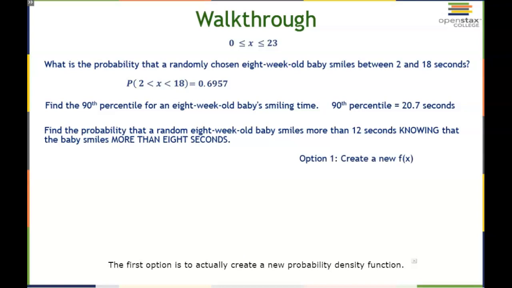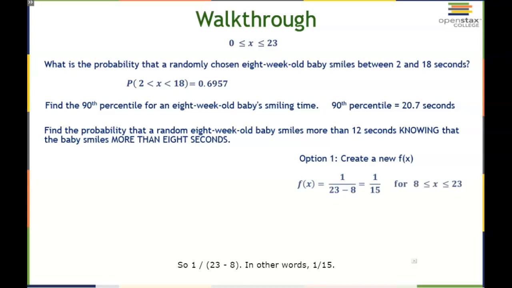The first option is to actually create a new probability density function. Instead of going from 0 to 23, we know we go from 8 to 23. We already know the baby smiles more than 8 seconds. So our new probability density function is 1 over our new high minus our new low. So 1 over 23 minus 8, in other words, 1/15. This is our new f(x). The rest of the process is exactly the same.